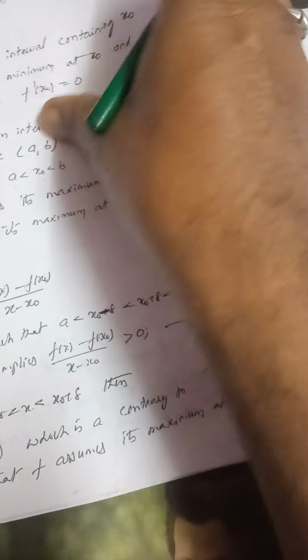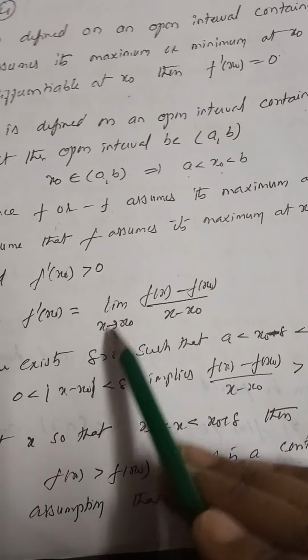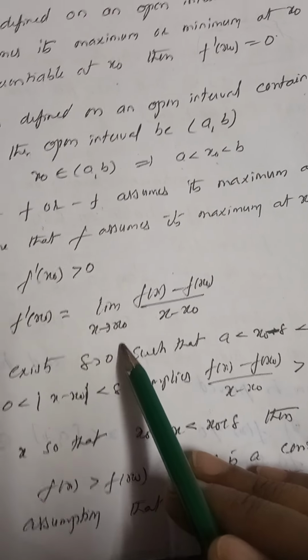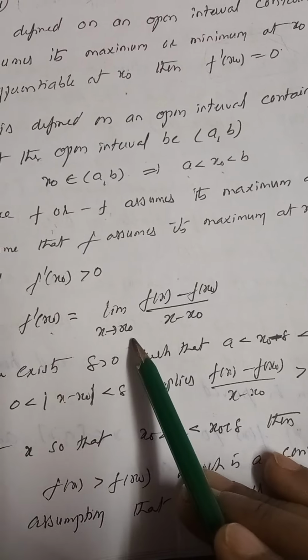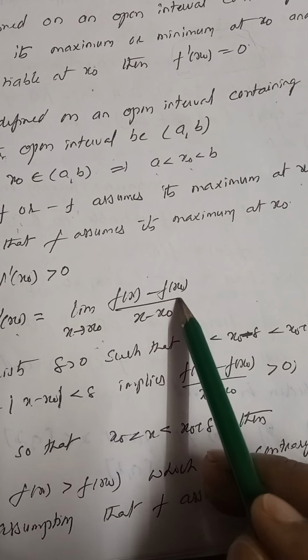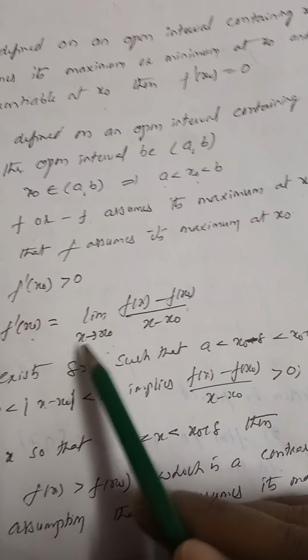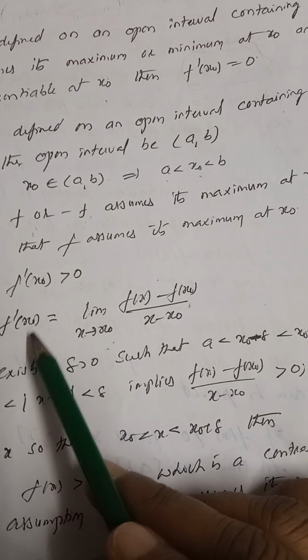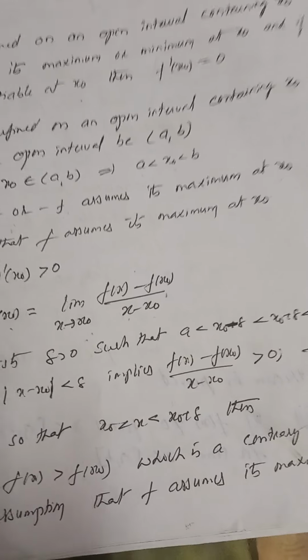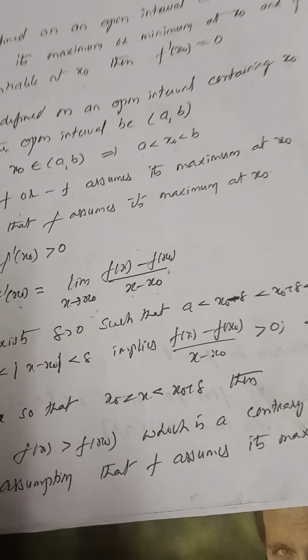Now, similarly, here I am writing f dash of x naught using the standard definition. Limit x tends to, instead of a I am writing x naught. Now, f of x minus f of a I have to write, but instead of a the value here is x naught. That's why I am writing x naught, by x minus x naught. That is the basic definition of differentiation.